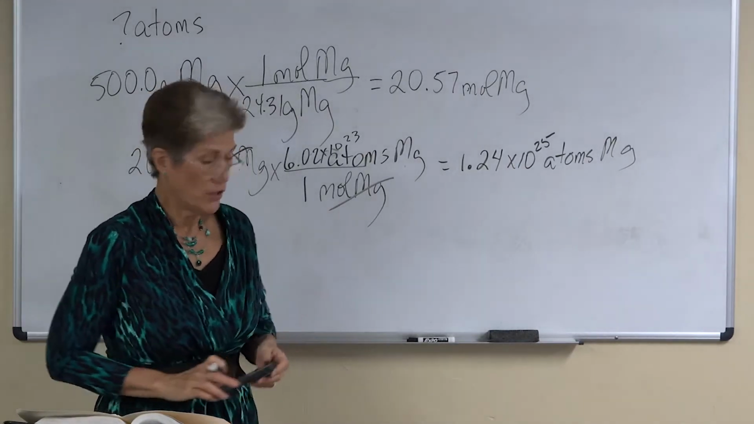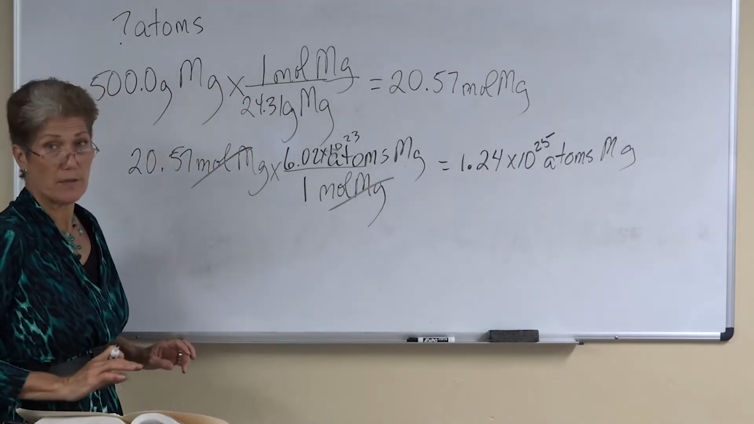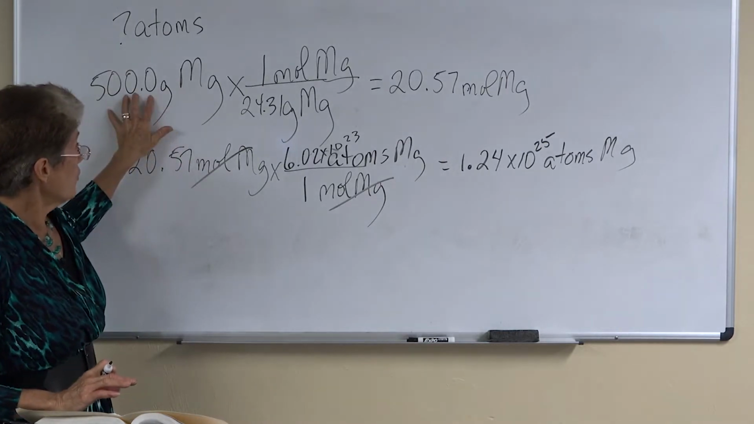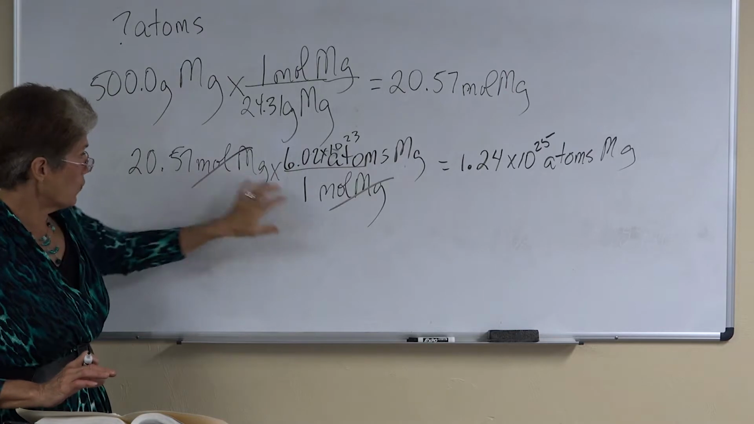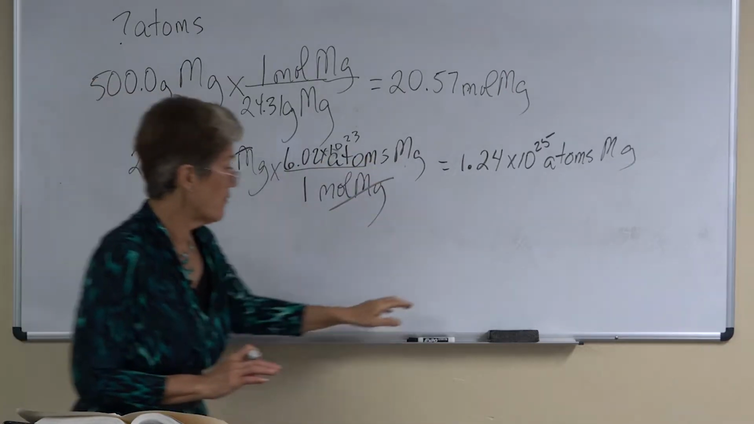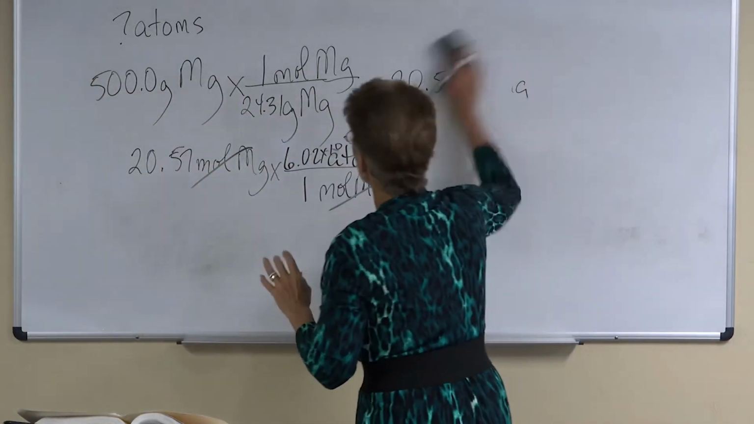Yep, there you go. So that's how you would do that. You start with your given, put whatever's here down here, go to your moles. Then from the moles, we can very easily go to the number of atoms. What do you have to have memorized there?